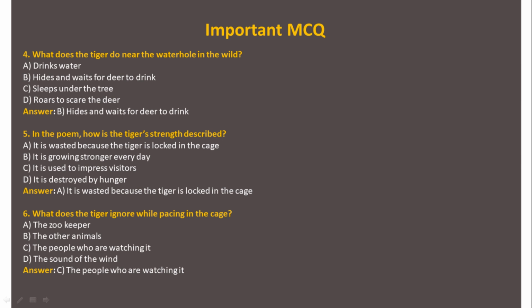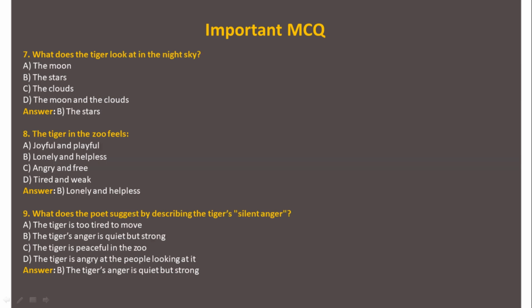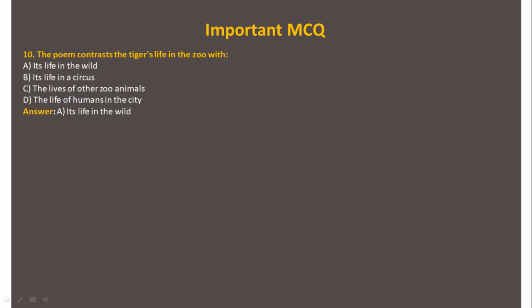What does the tiger ignore while pacing in the cage? What does the tiger look at in the night sky? What does the poet suggest by describing the tiger's silent anger? The poem contrasts the tiger's life in the zoo with.